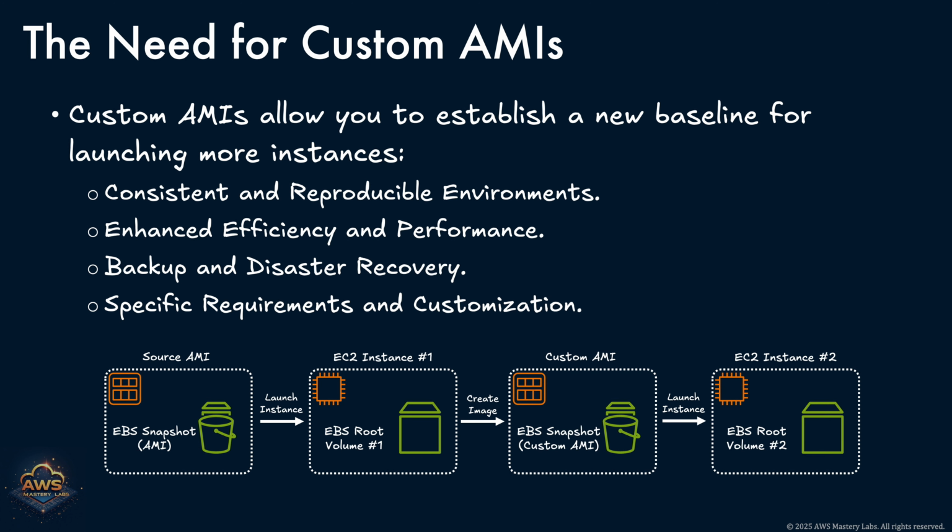Here's a quick look at how to create a custom AMI. Start with an existing AMI and launch an instance from that AMI. Customize the instance by installing your software, configure settings, remove temporary files, etc. Create an image from that configured instance. Launch new EC2 instances from the resulting AMI as needed.